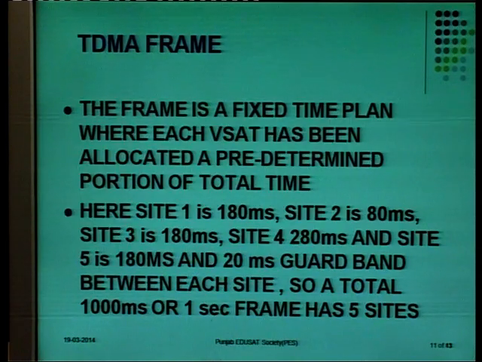As we have seen in the previous frame, this is the explanation of that. As I have already explained, site 1 is 180 millisecond, site 2 is 80 millisecond, site 3 is 180 millisecond, site 4 is 280 millisecond, and site 5 is 180 millisecond, and there is a 20 millisecond guard band between each site. So, a total 1000 millisecond or 1 second frame has 5 sites.